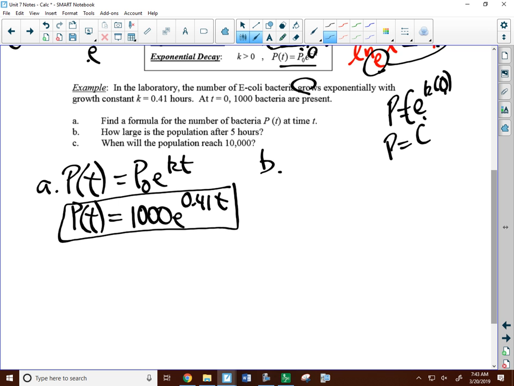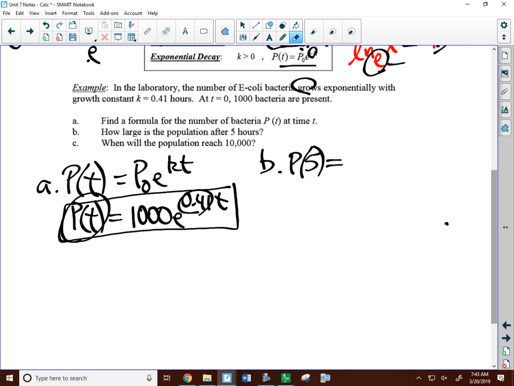B, how large is the population after 5 hours? So this is the population function, the amount, the number of population. The k was in hours. If it was in minutes or days or something, we'd have to convert 5 hours. But k was in hours, so I'm really just going to be plugging in 5. Basically, I'm doing P of 5. Okay, so we got 1,000 e to the 0.41 times 5.